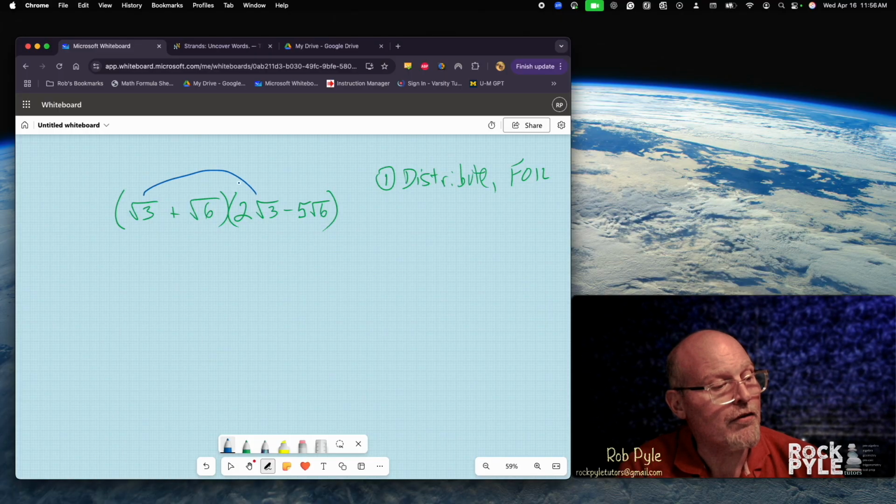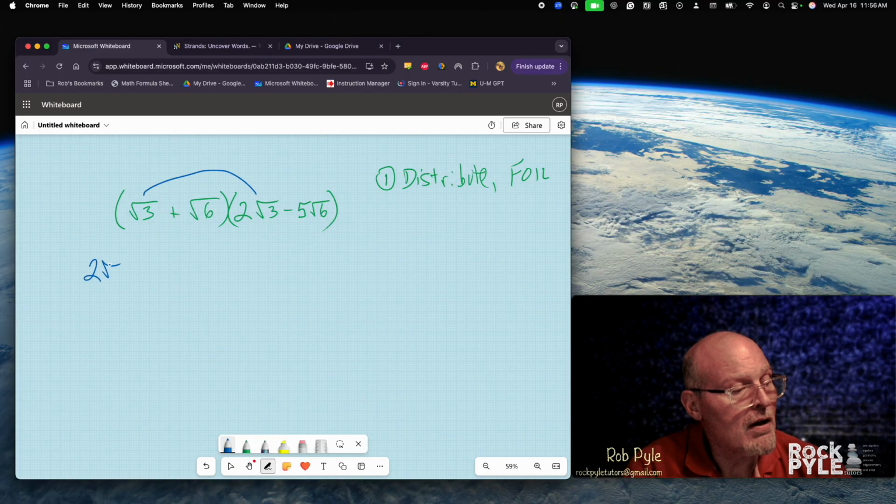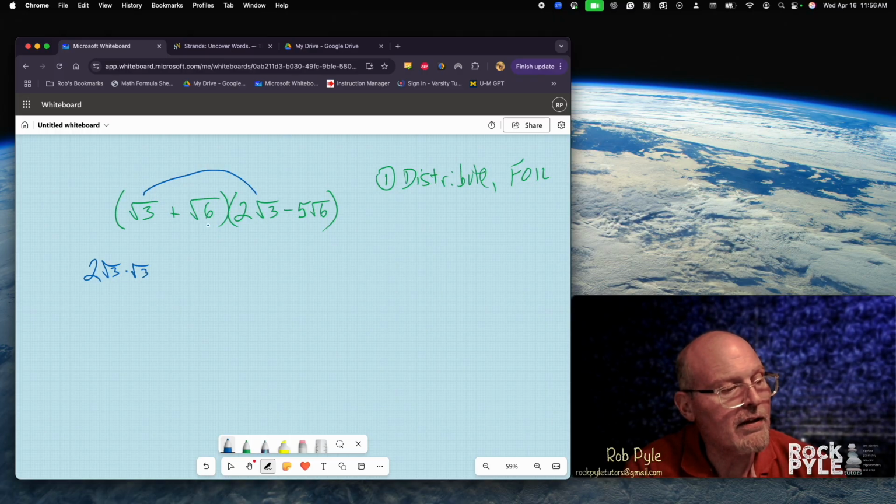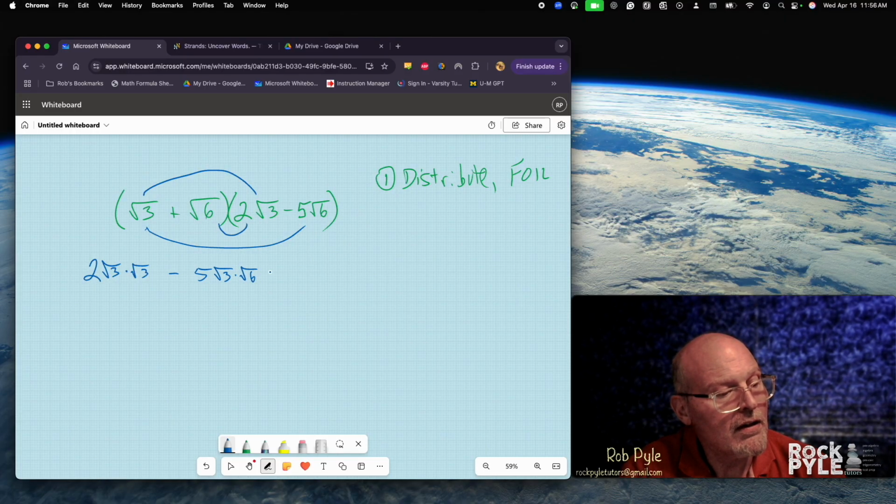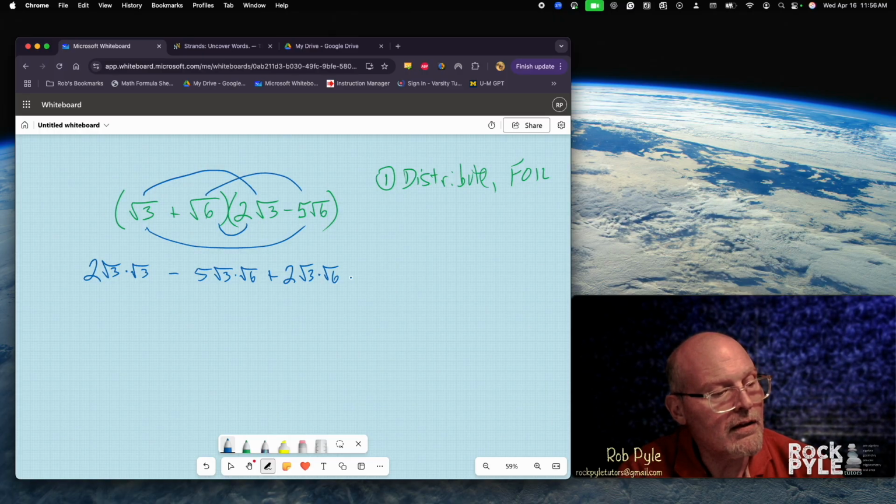We are going to do the first terms, which gives me 2 times the square root of 3 times the square root of 3. We'll deal with that in a bit. Outer: minus 5 times the square root of 3 times the square root of 6, plus 2 times the square root of 3 times the square root of 6, and minus 5 times the square root of 6 times the square root of 6.